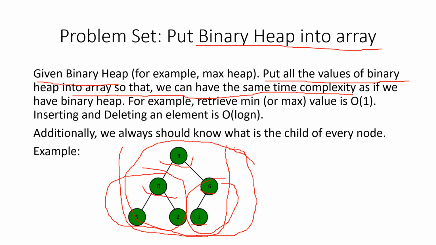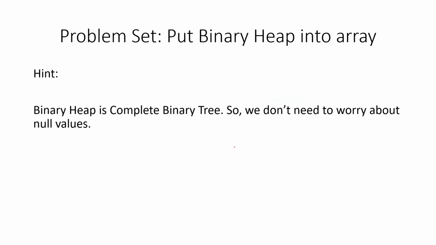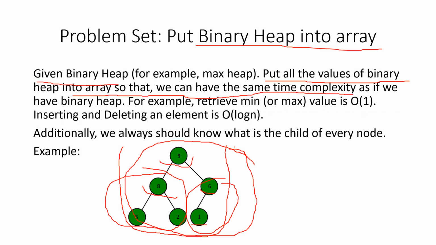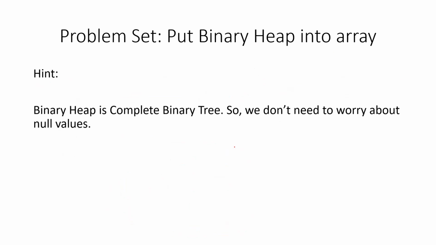So what I want to say is that a binary heap, if you remember, is a complete binary tree. It means that every level is filled with the nodes, with the elements, except the last one where the elements are filled from the left to the right side. So that's why we don't need to worry about the null values between the elements.